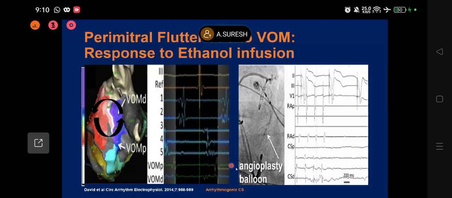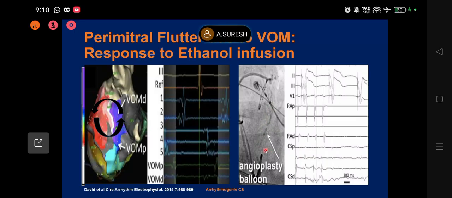So what has been done: the coronary sinus was cannulated and it was wired. This is the over-the-wire balloon, and alcohol was given, and that led to the suppression of the flutter. So during alcohol ablation, the atrial flutter terminated to sinus rhythm.